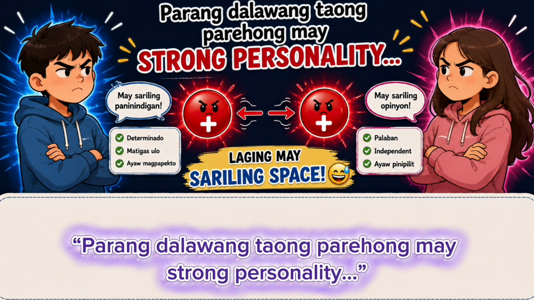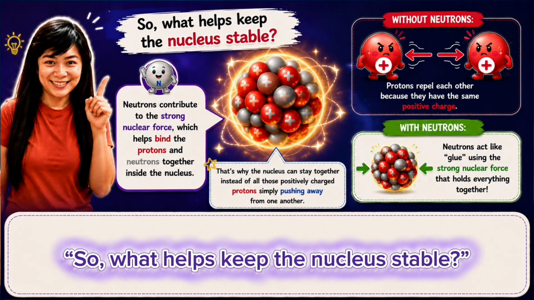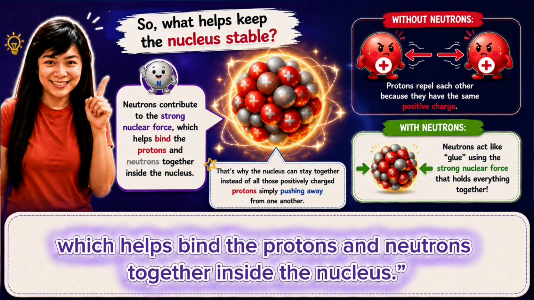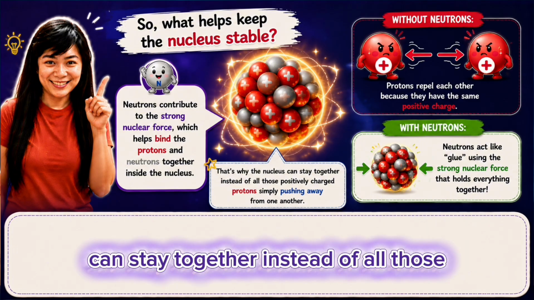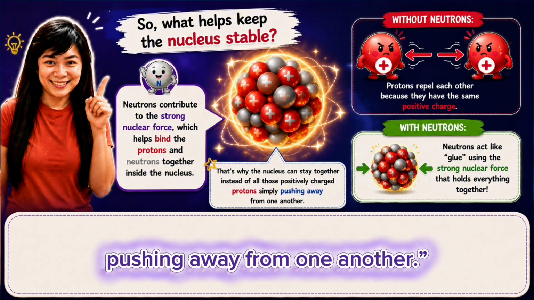Parang dalawang taong parehong may strong personality, laging may sariling space. So what helps keep the nucleus stable? Neutrons contribute to the strong nuclear force, which helps bind the protons and neutrons together inside the nucleus. That's why the nucleus stays together instead of all those positively charged protons simply pushing away from one another.